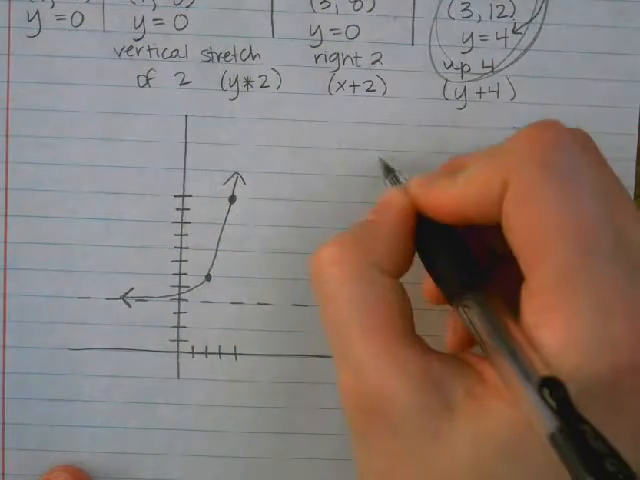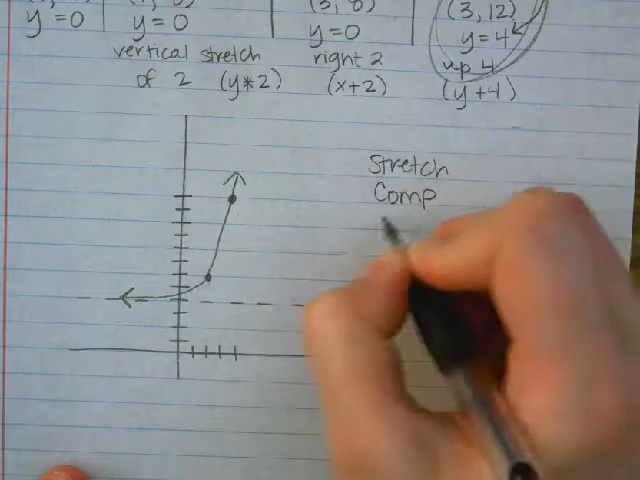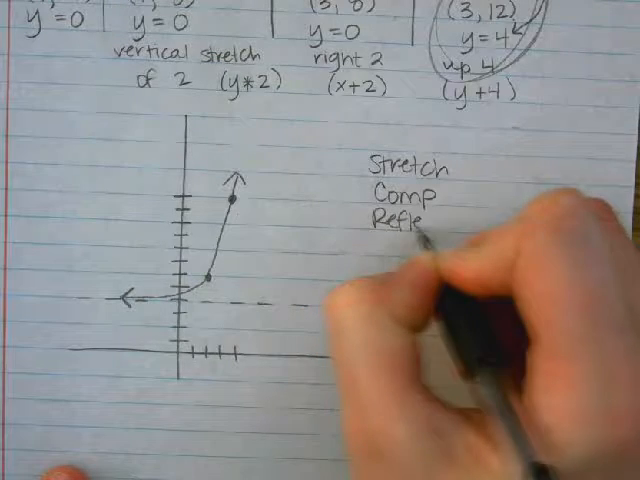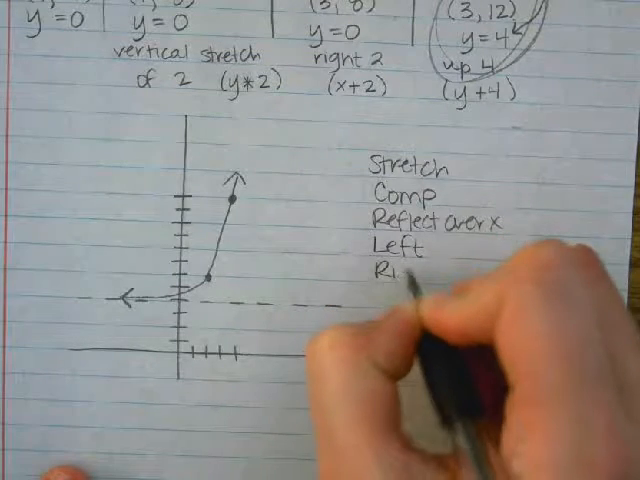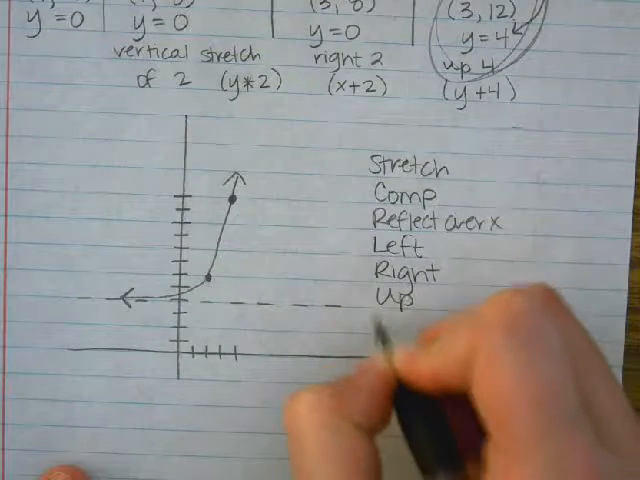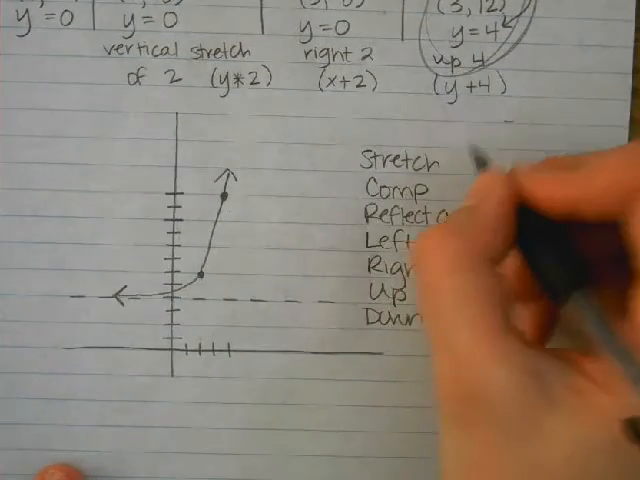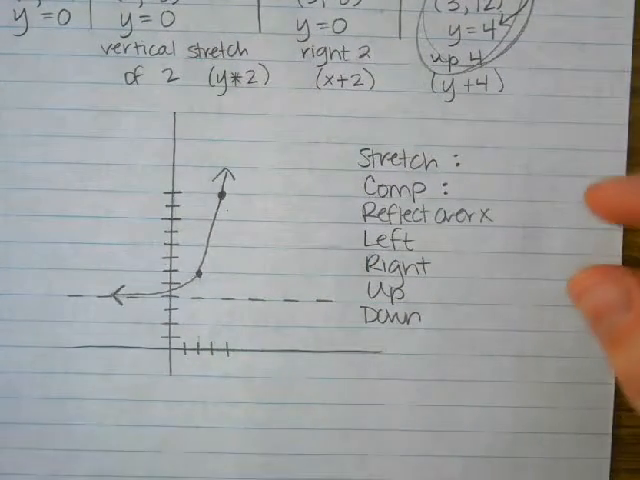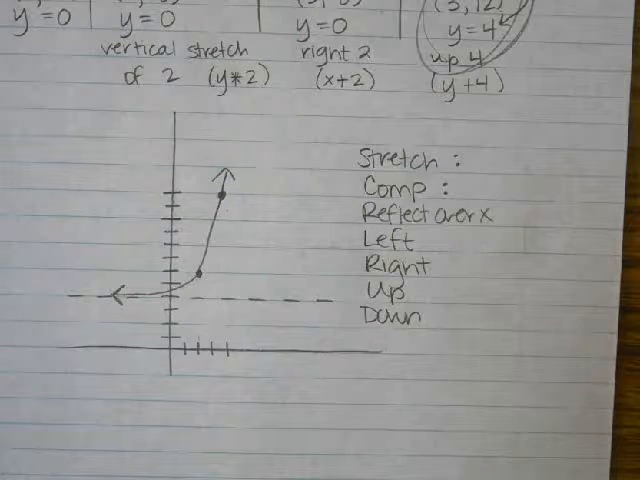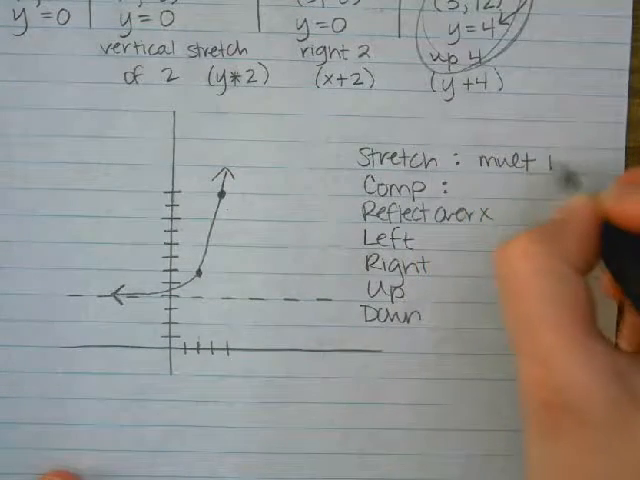We've got stretches. We have compressions. And we have reflect over the x, right? And then we have left, and we have right, and we have up, and we have down. Those are all the different transformations we could have, right? Okay. So if it's a stretch or a compression, we either take the graph and make it taller and skinnier, or we make it fatter and wider, shorter. So these are things that happen to the y value. So you're going to multiply whatever that number is by y.